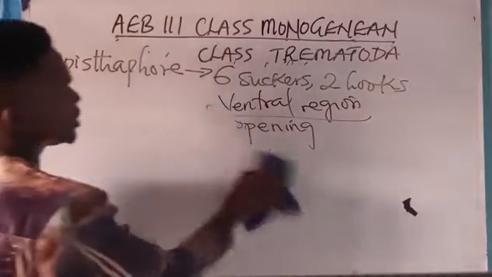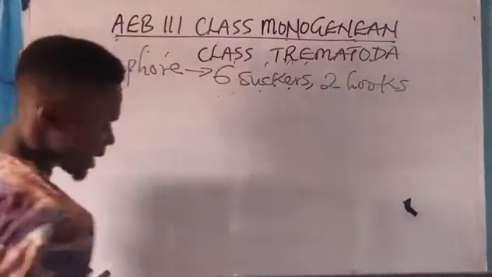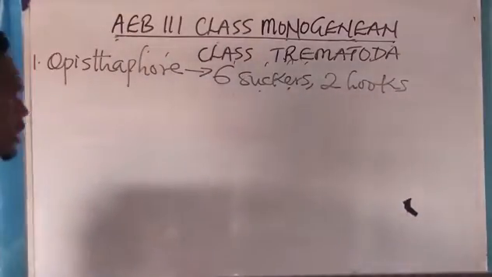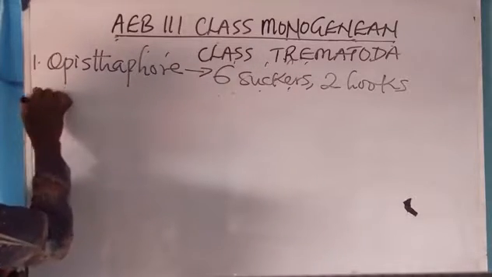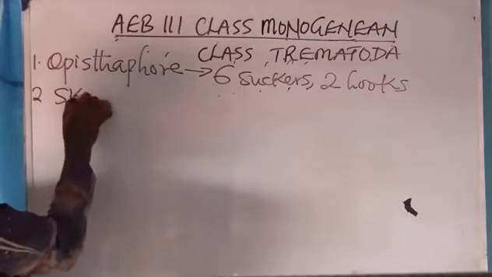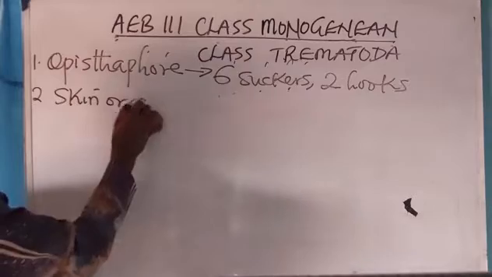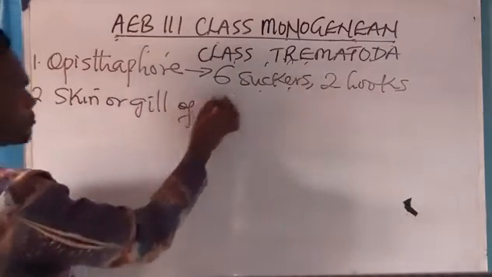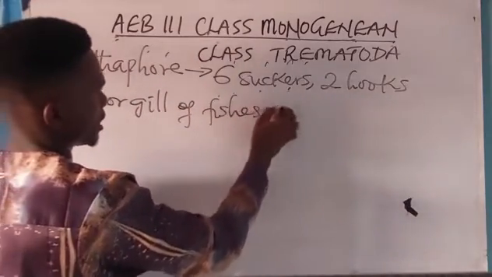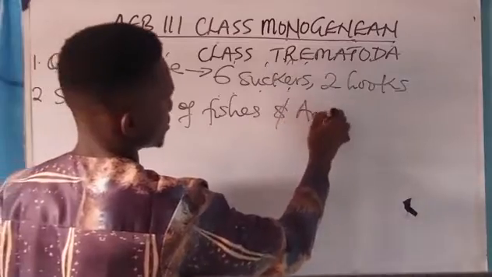Now, the monogeneans, all right, they are actually found in the skin or gill of fishes and amphibians.